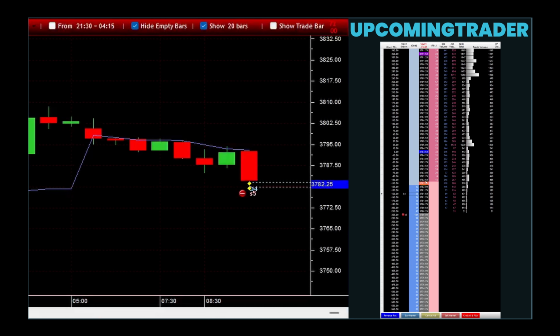The three white soldiers pattern is a candlestick formation that signals a strong bullish move in the market, typically indicating a shift from a downtrend to an uptrend. Historically, this pattern has shown a notable degree of accuracy in forecasting market direction changes.